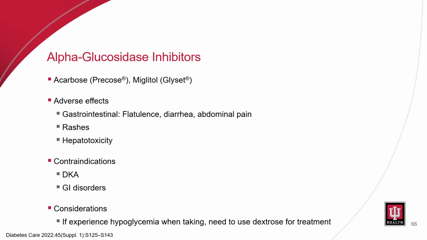Something that is very important to note is that if patients taking alpha-glucosidase inhibitors experience hypoglycemia, they should be instructed to take dextrose tablets or gel for their treatment. We will talk about hypoglycemia in more detail in just a little bit. And this is because whenever patients are on these medications, they won't be able to break down complex sugars and juices and sodas because of the mechanism of action of this medication.